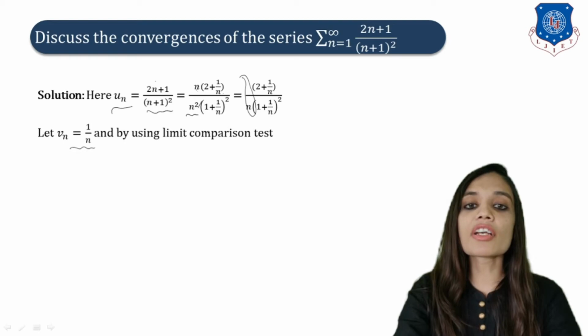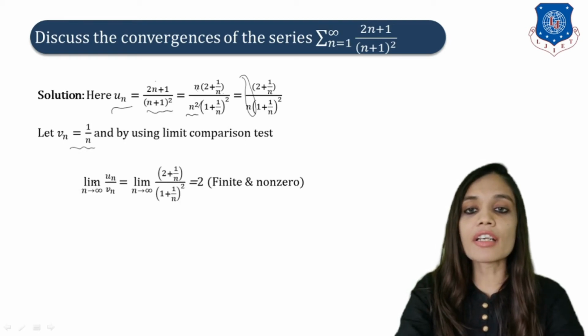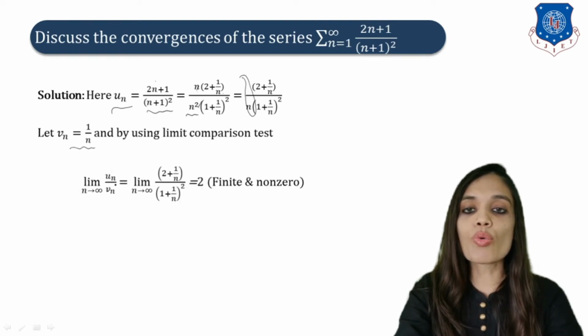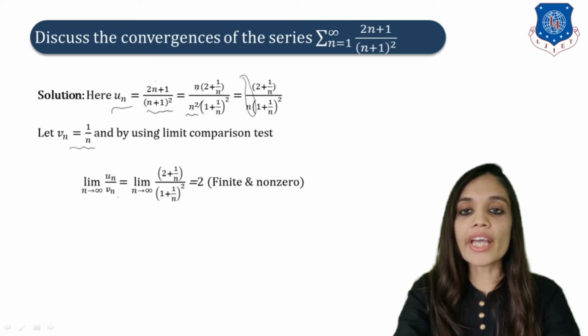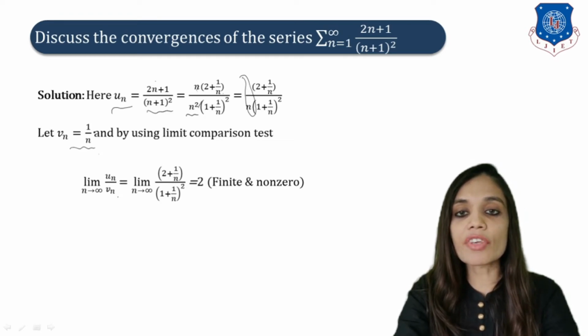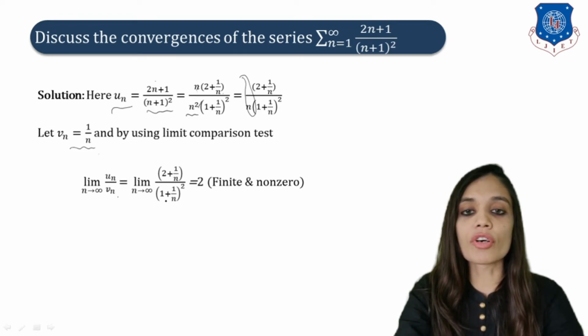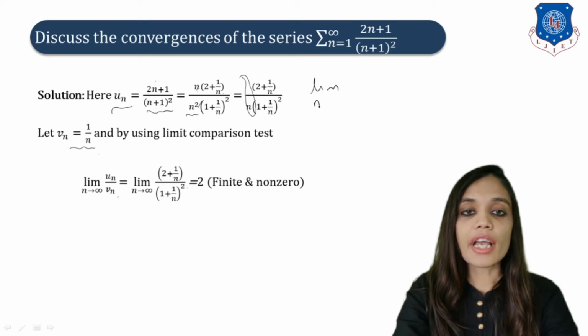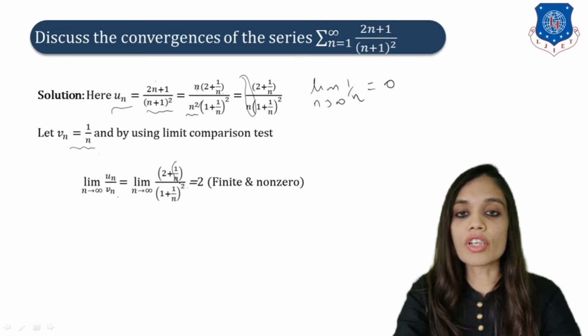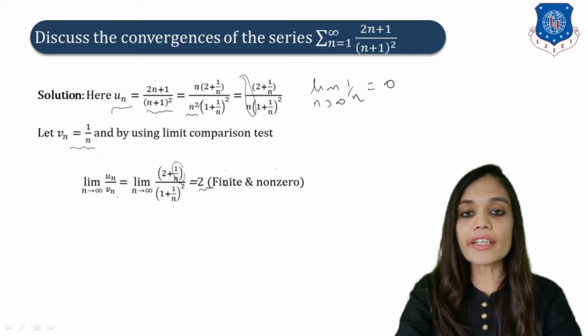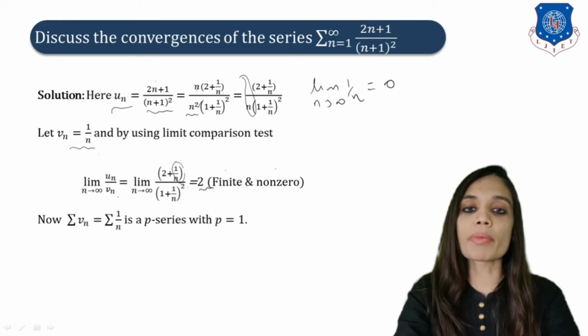And now applying our limit comparison test, we will find limit n tends to infinity un upon Vn. So un upon Vn, so 1 upon n will get cancelled out. So what will remain? (2 plus 1 upon n) upon (1 plus 1 upon n) whole square. Now we know that limit n tends to infinity 1 upon n will be equal to 0. So this will go to 0, this will go to 0. So finally what will remain? 2, which is finite and non-zero, right? So now we can apply our limit comparison test.